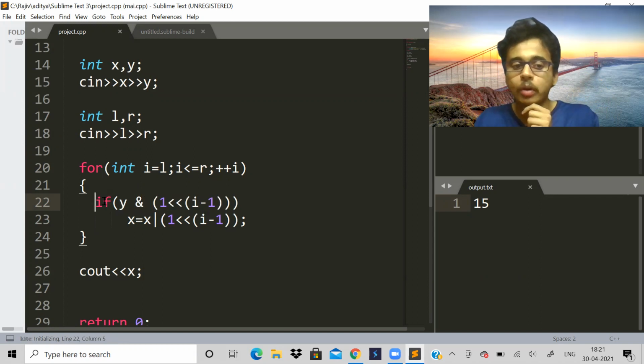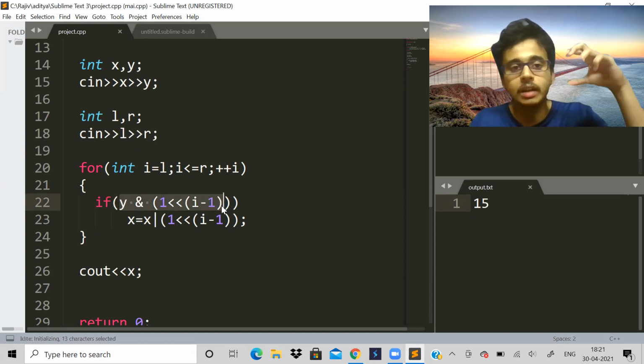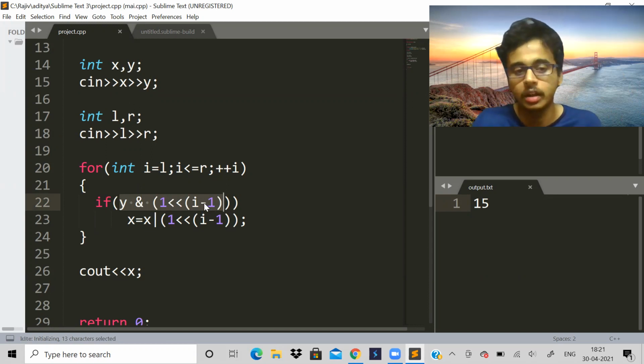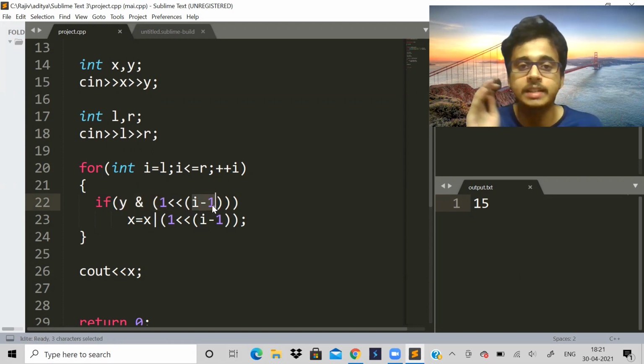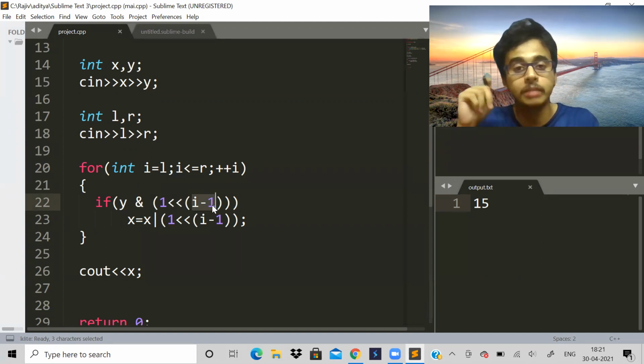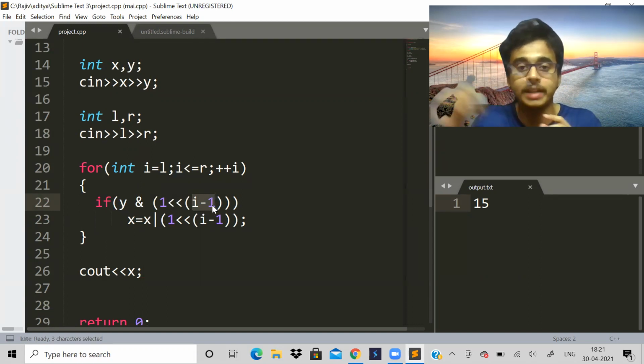I want you to pause the video and look at this if condition and try to understand what is happening. So over here, nothing. We are just checking if that particular bit is set or not. And why is it i minus 1? As I told you, position is starting from 1, but least significant bit is 2 power 0. So it's starting from 1, but power is 0. So minus 1. So i minus 1.